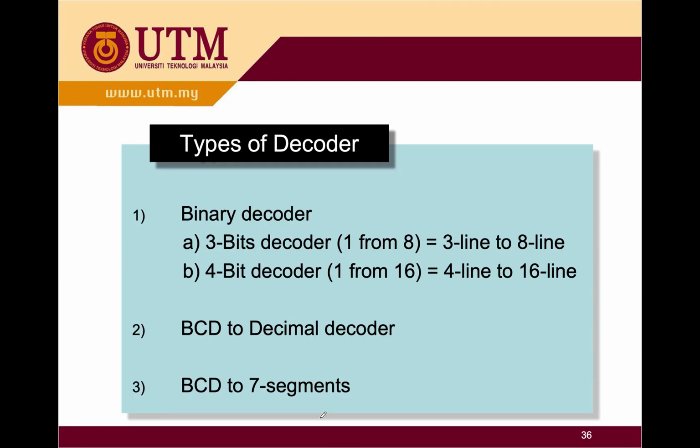There are several types of decoder. One is the binary decoder, the second is the BCD to decimal decoder, and the third is BCD to 7 segment. In binary decoder, you have the 3-bit decoder and also the 4-bit decoder, which is 1 of 8 for 3 bits, and 1 of 16 for 4 bits.